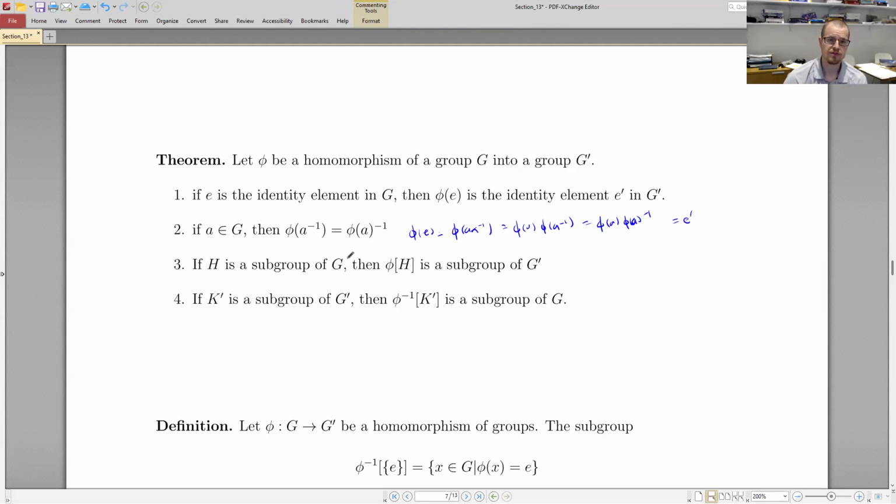So if H is a subgroup of G, then the image of the subgroup is also a subgroup. Cool. If K prime is a subgroup of G prime, then the pre-image or inverse image of K prime is a subgroup of G. So if we have G and G prime, here are our sets. If I have a subgroup, it maps to another subgroup. If I have a subgroup, its pre-image or inverse image is also a subgroup. All right.